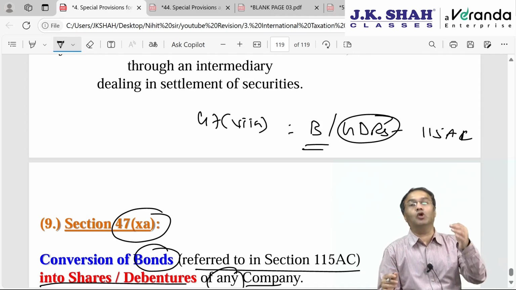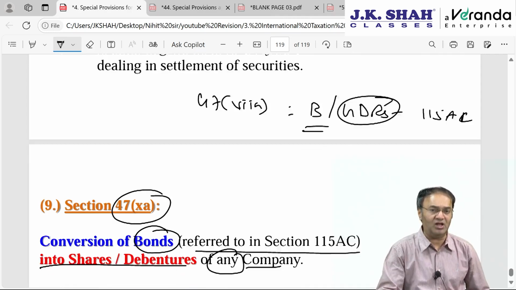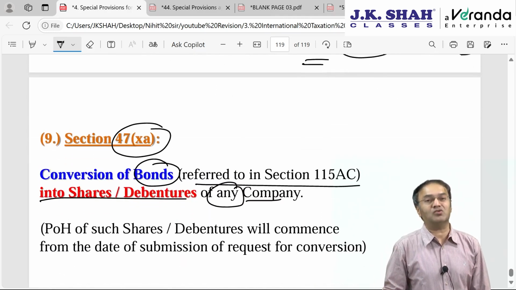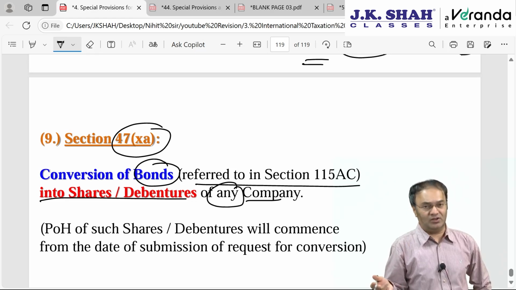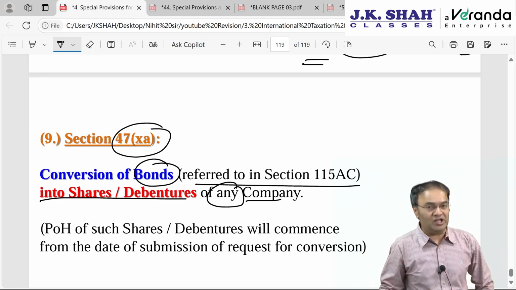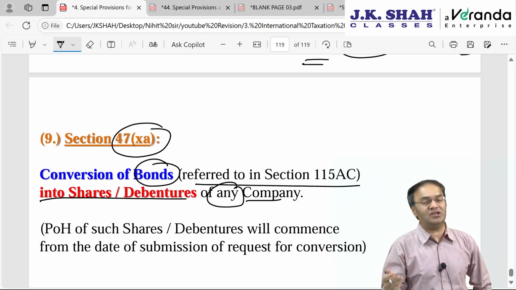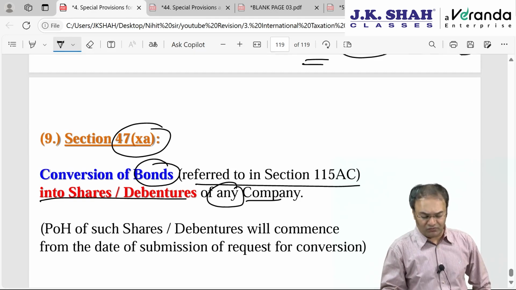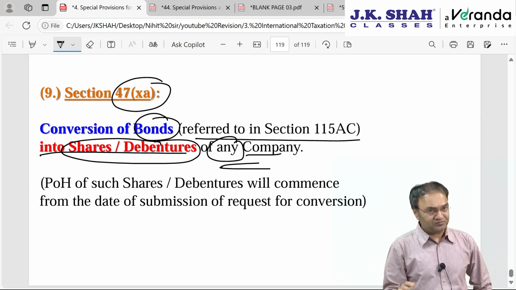GDR means global depository receipt. One GDR is equal to approximately 5 equity shares. So GDRs cannot be converted into shares in that sense. It is called dematerialization or rematerialization. Shares can be dematerialized, you will get GDRs, and GDRs can be surrendered and rematerialized into shares. Those shares will be converted into physical form. So here, bonds converted into shares or debentures of any company will not be regarded as transfer, accordingly no capital gains tax.